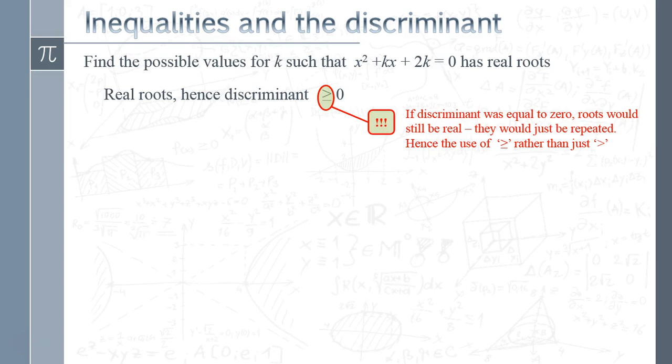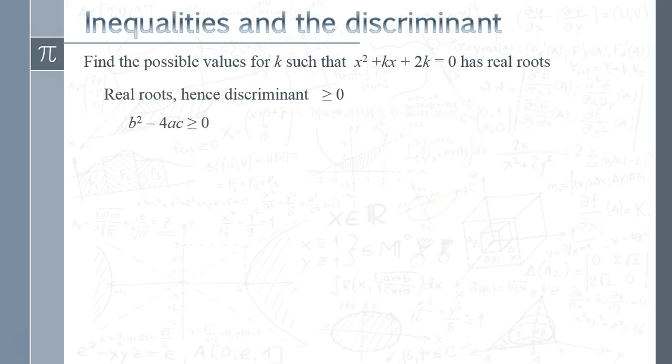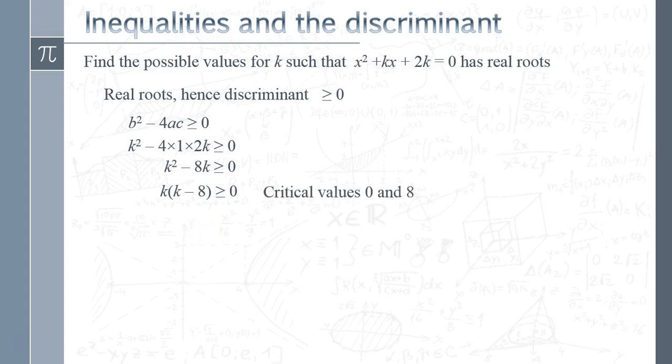So once we've had a good careful think about what that little statement up there means, now let's apply that to our equation. So we've got b squared minus 4ac equal to or greater than 0. So we've got b squared, so there's b, k squared minus 4 times a, which is 1, and there's c, which is 2k. So we've created that inequality, and so let's go about solving it, finding the critical values. So we've got critical values of 0 and 8.